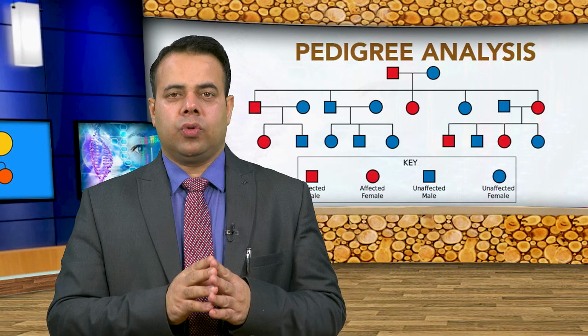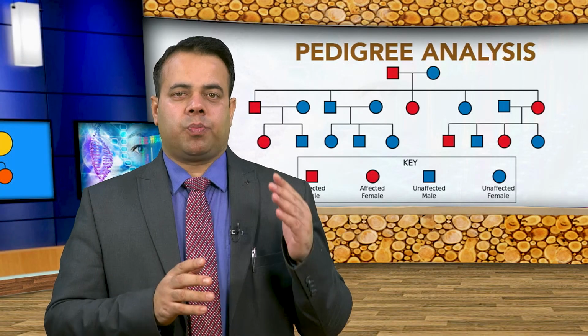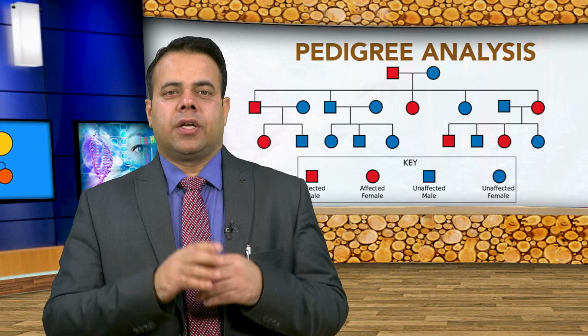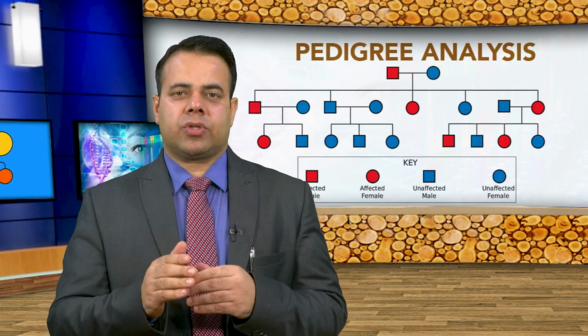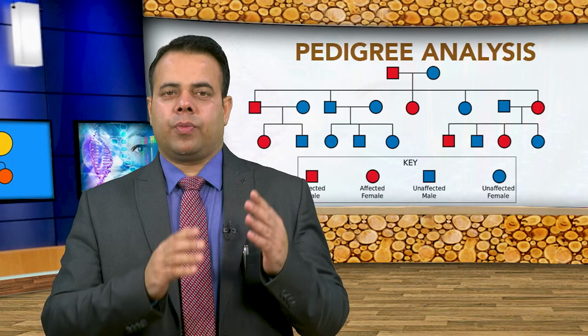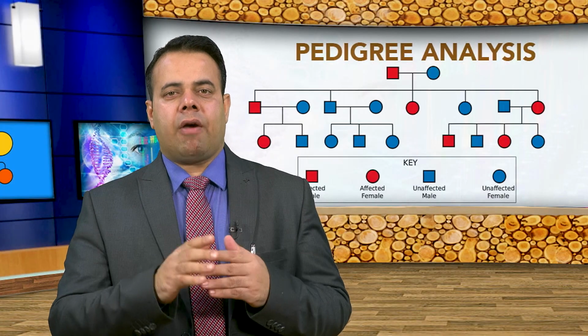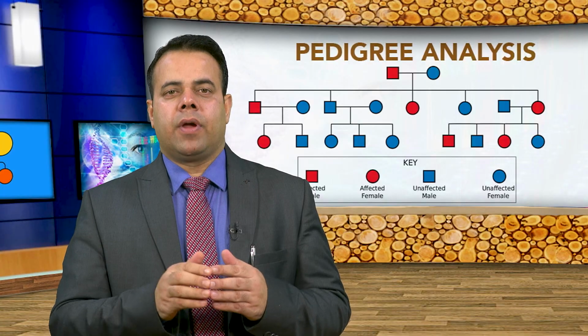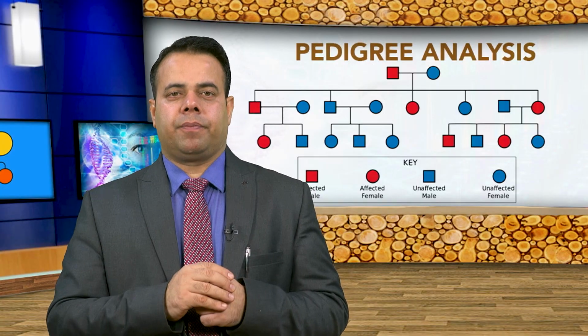With these rules in mind, it is possible to calculate the probability that two carriers, that's heterozygotes, of an autosomal recessive disease will have a child affected with the disease as 1/2 multiplied by 1/2.